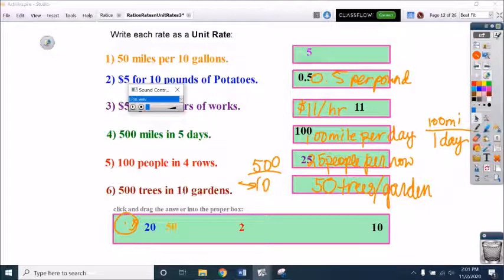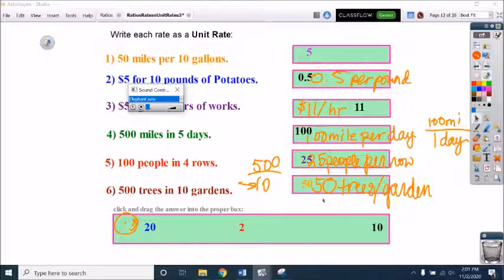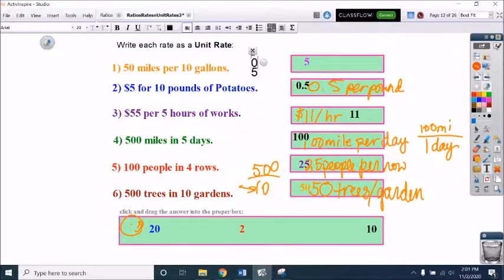500 trees in 10 gardens means that there are 50 trees in 1 garden. So that is how we would do these. Again, this one right here would be written 50 over 10. And then we can simplify that through the division and get 5 miles per gallon. Is how that would be written as a unit rate.